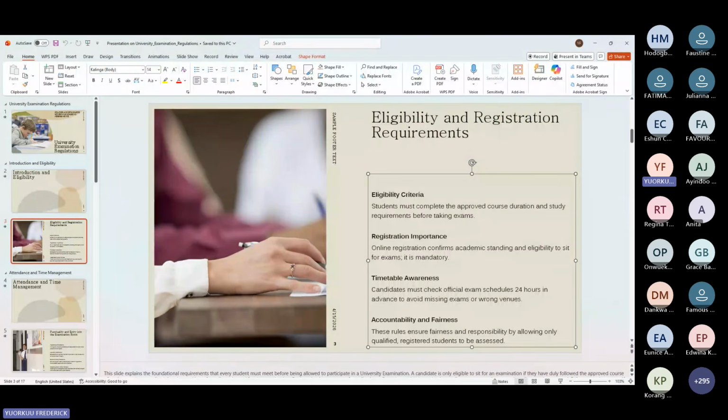We do that because we don't want to leave out any of our students. However, just develop the habit of checking your emails almost every day, because sometimes we send out very, very important information to you through the emails. So keep checking.